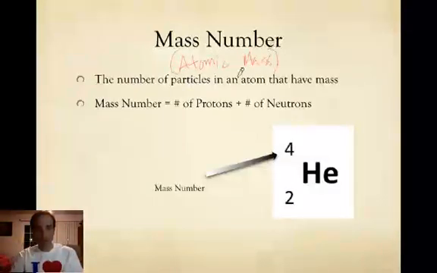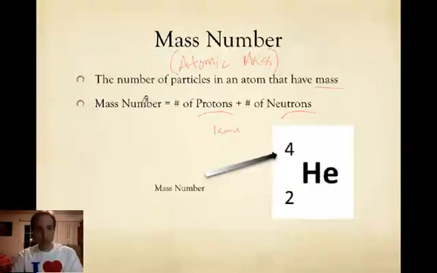Okay, and what this gives us is the number of particles in the atom that have mass. Well, if we go back to that chart that we filled out earlier about masses, there are 2 different subatomic particles that have a mass. That'd be protons and neutrons. They both have a mass of 1 AMU.